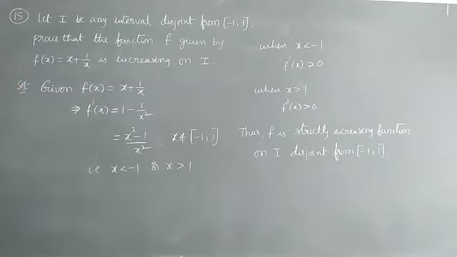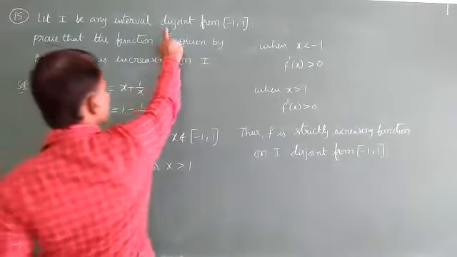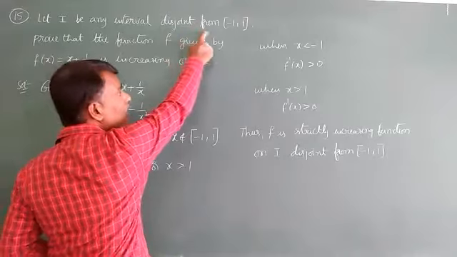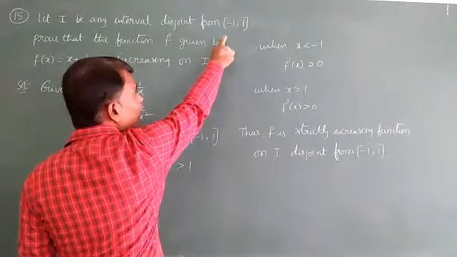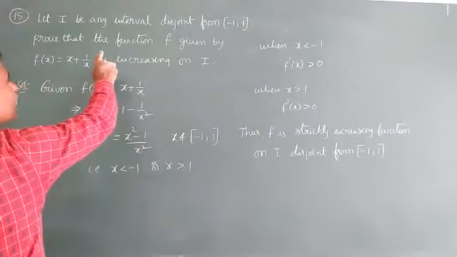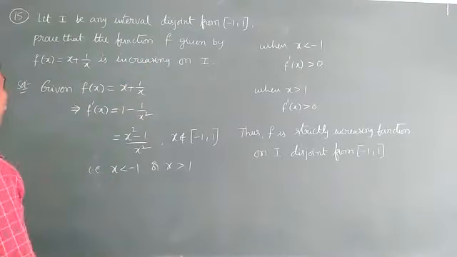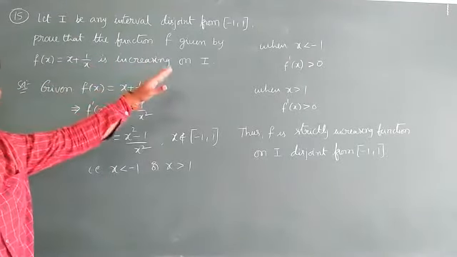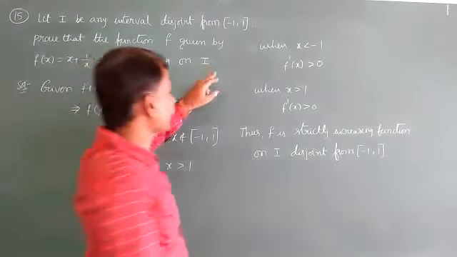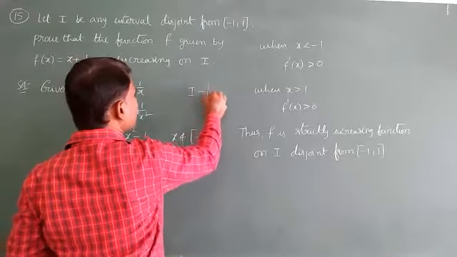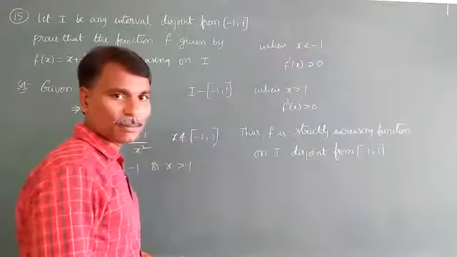Next one, the 15th one, guys. Let I be any interval disjoint from the closed interval of -1, 1, meaning do not consider that interval. Prove that the function f given by f of x is equal to x plus 1 by x is increasing on I. That means I minus the interval of minus 1 comma 1. This is the meaning now.